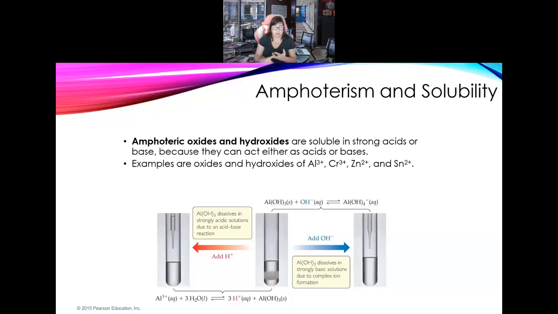So Al3 plus, Cr3 plus, Zn2 plus, and Sn2 plus, all of these will work in similar ways. So adding acid will make them more soluble because I get less of the hydroxide, and adding hydroxides to them will make them more soluble because I form a complex. All right.